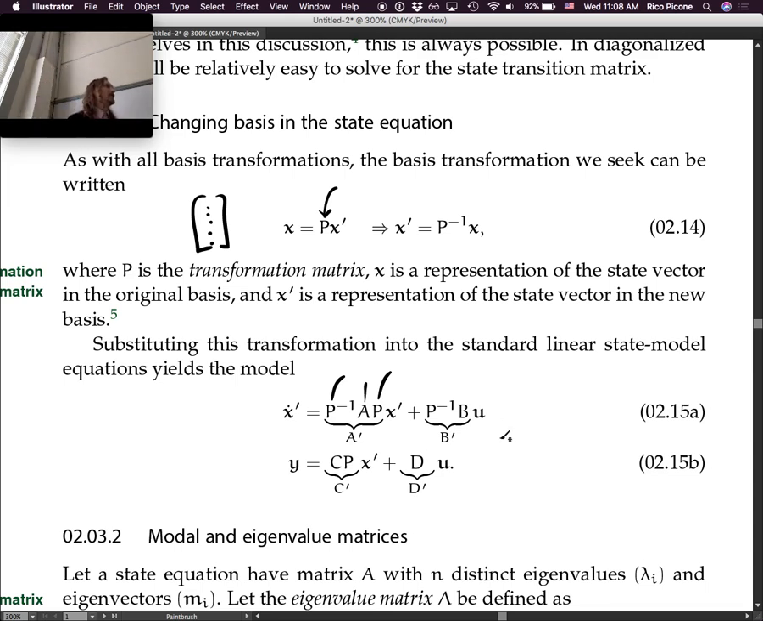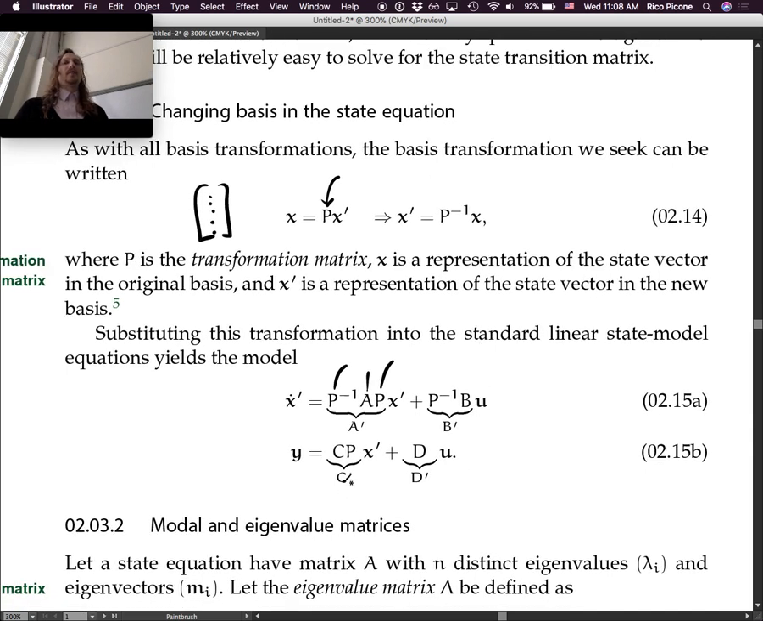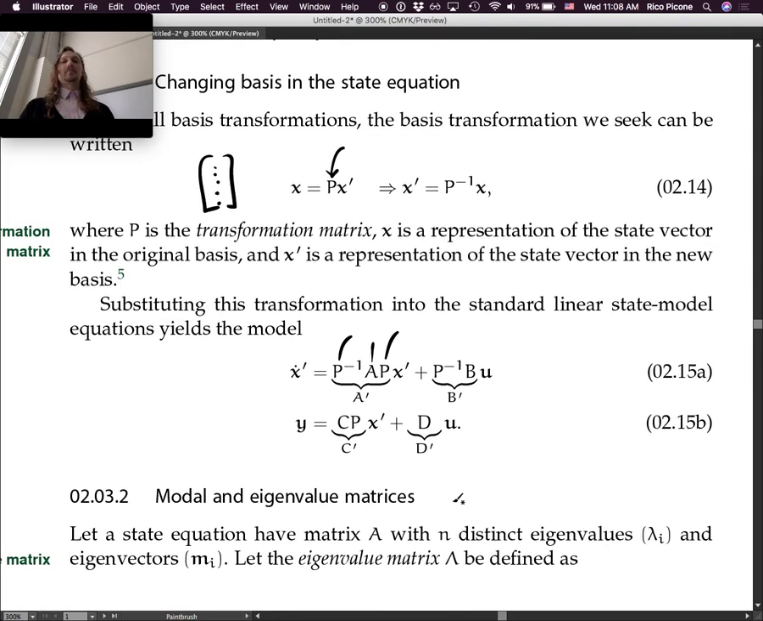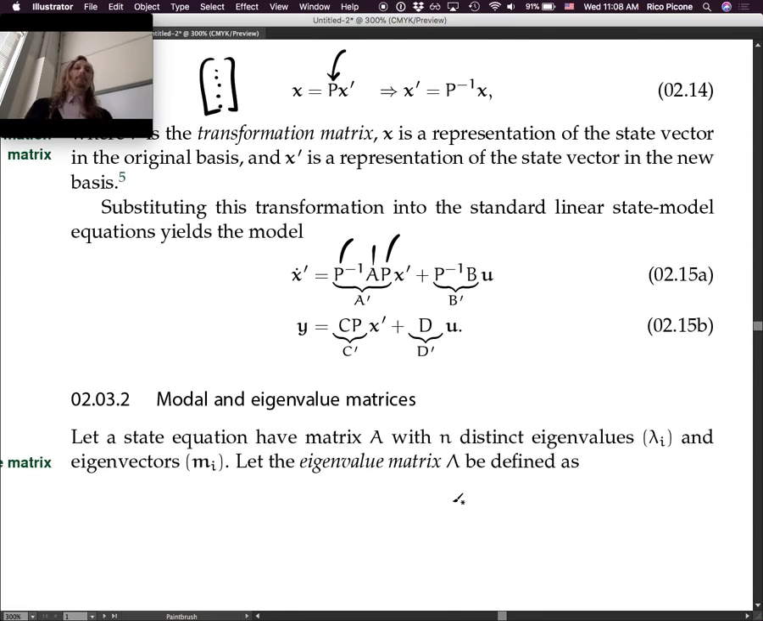And it's pretty straightforward. And then the B matrix, you just hit it with P inverse, and you get the new B matrix, B prime. C matrix, C times P, and then the D matrix, it turns out, doesn't change at all. So D prime is equal to D. Okay. So now we know what to do if we're going to change basis for our state vector, right?